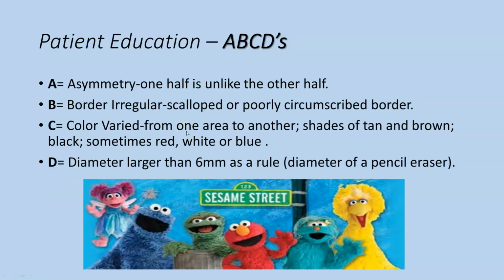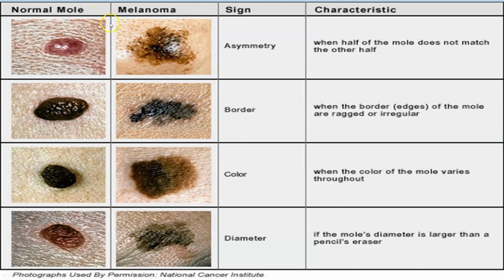If you do find something abnormal, just a refresher, right? We're just going to go straight back to Sesame Street. It's A, B, C, D. Asymmetry, irregular borders. The color is going to vary, and the diameter is going to be bigger than a pencil eraser. This is the next one of normal versus melanoma type of characteristics of that kind of skin disorder.